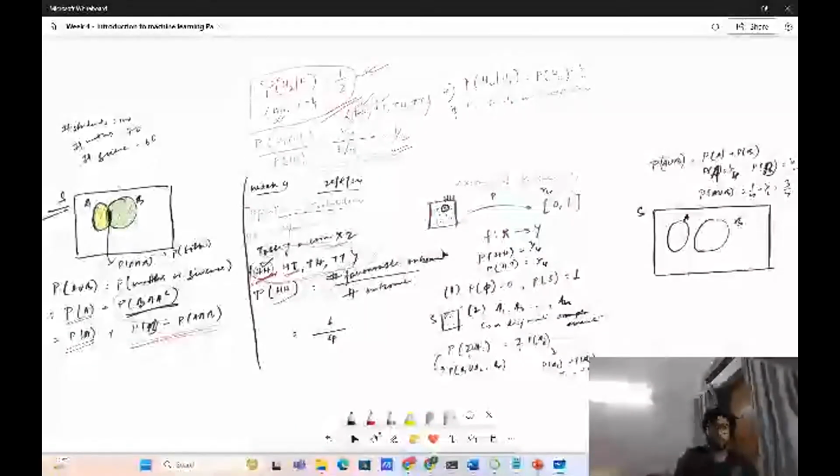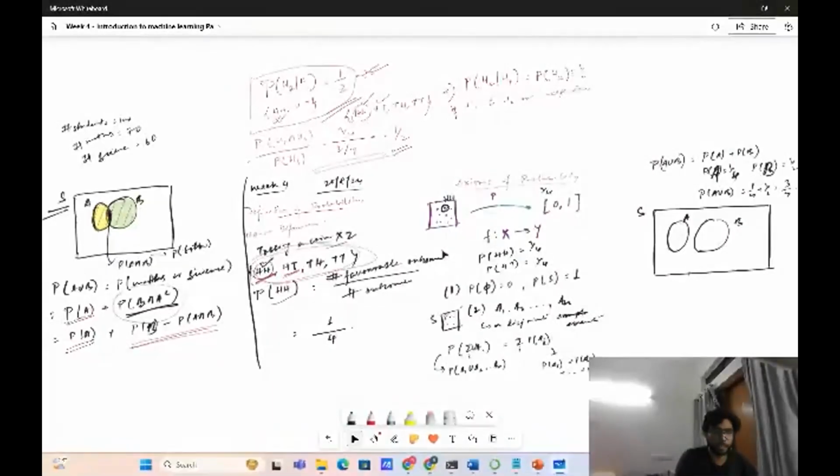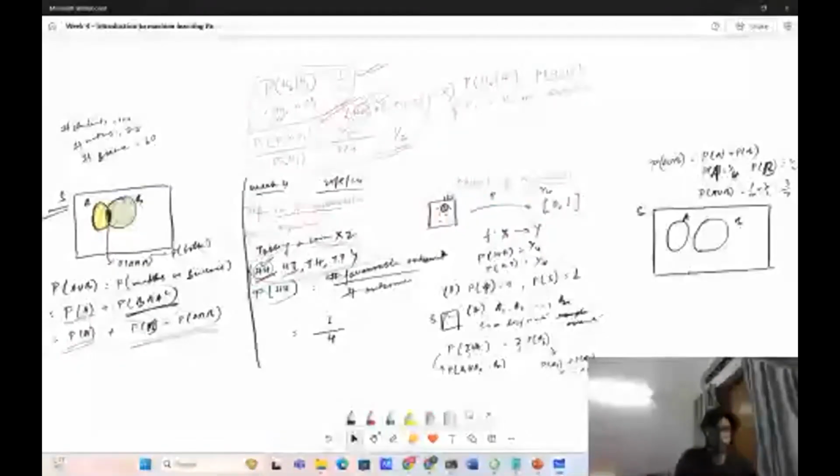So again, this example is explaining all the things that I have covered, conditional probability, and probability of events and so on, right? So, any questions?